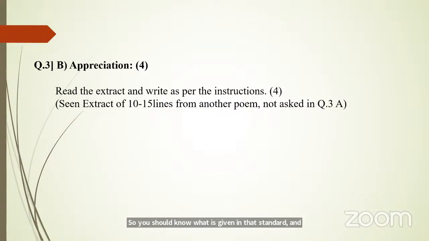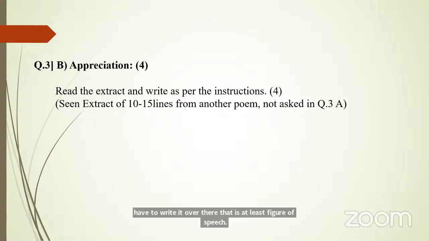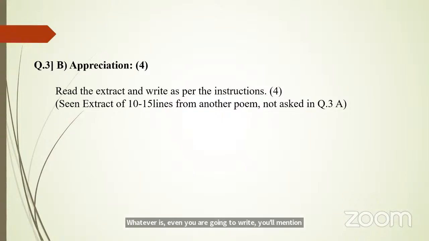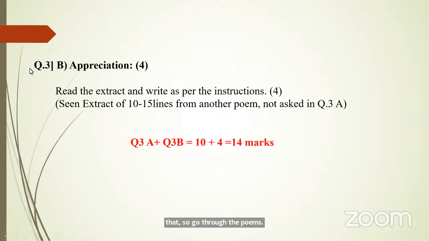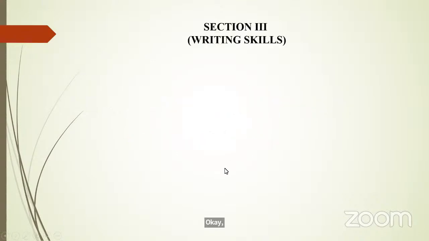At least figures of speech, whatever is given, you are going to write. You'll mention accordingly whatever is given to you. Otherwise, if you write the entire summary, that is not appropriate. So go through the poems, She Walks in Beauty, and the last poem, everything you have to do. So the entire third question is for 14 marks.